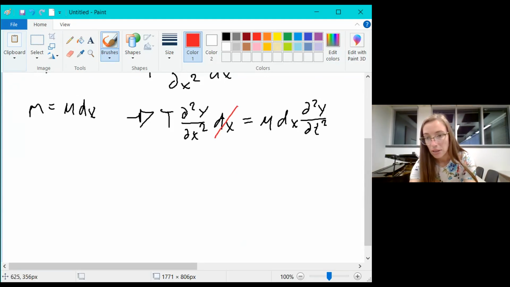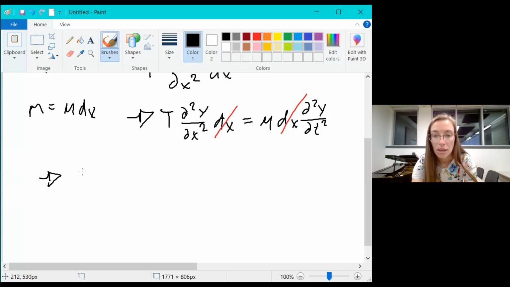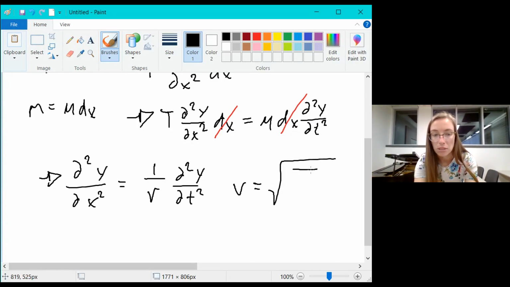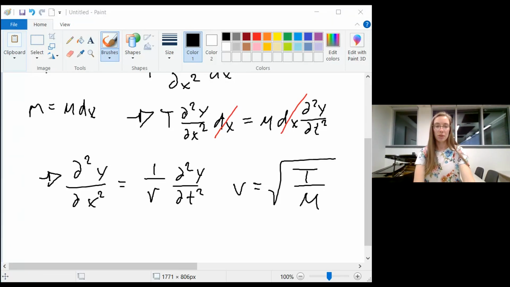So we can cancel out these dx ones right there, rewrite it, and we will have that wave equation of that acceleration equivalent to 1 over the velocity squared times the second derivative. And we're saying that velocity is equal to the square root of tension over mu. Perfect. So that is the fundamental law describing a wave on a string.